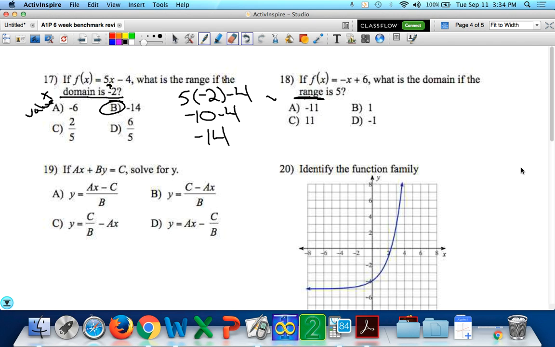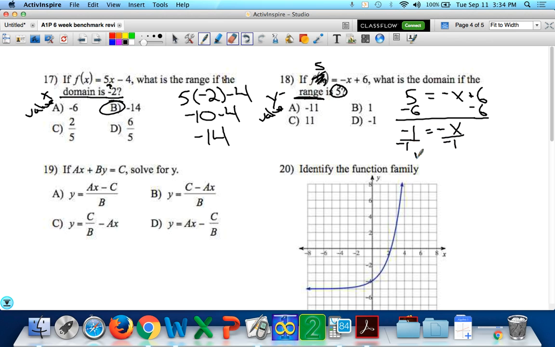So with our range meaning y value, it's actually the other side of our equation. This entire 5 goes in right here on the left-hand side, okay? So when that 5 gets plugged in on the left, it looks like this. We subtract 6 from both sides. We get -1 equals negative x. When we divide both sides by -1, we get that x equals 1.